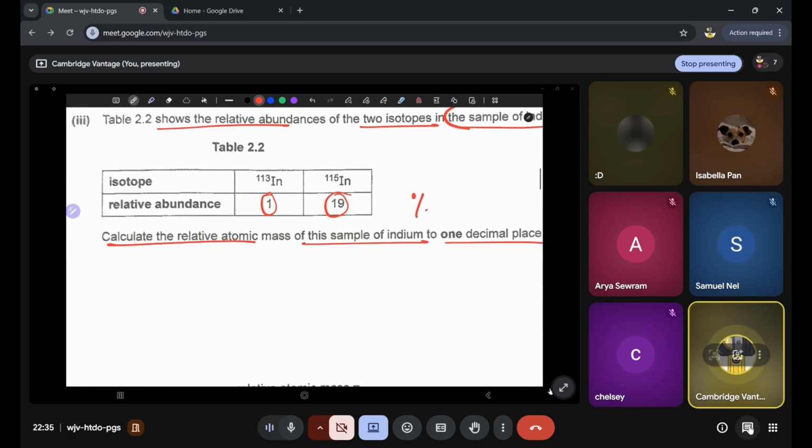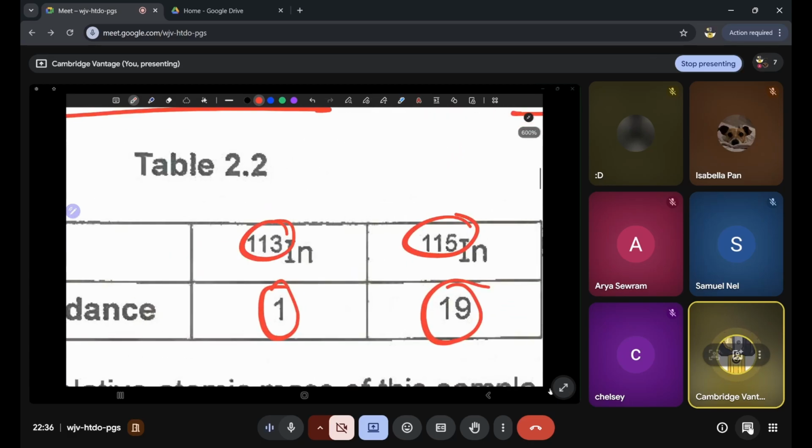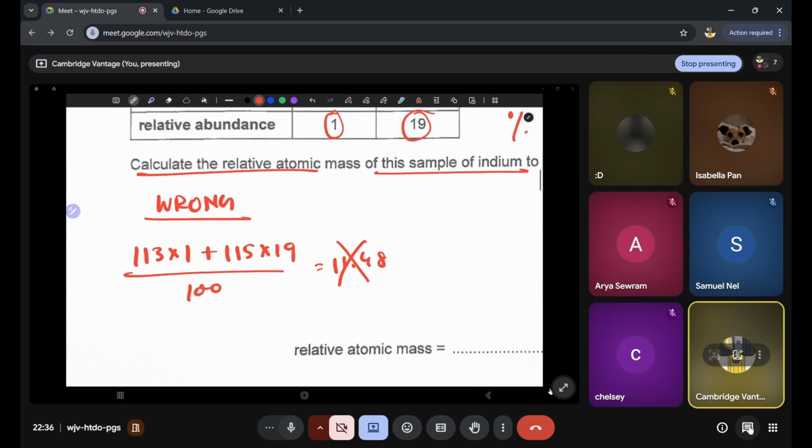So the wrong calculation, I'll show that first. The wrong calculation would be 113 times 1 plus 115 times 19 divided by 100. If you do this, you're going to get a very wrong, very off value. If we quickly check 113 plus 115 times 9 by 100, we get 11.48. And the moment you get this, alarm bells should start ringing, because the isotopes had masses of 113 and 115. So the relative atomic mass should be roughly close to these, definitely not 11.48.